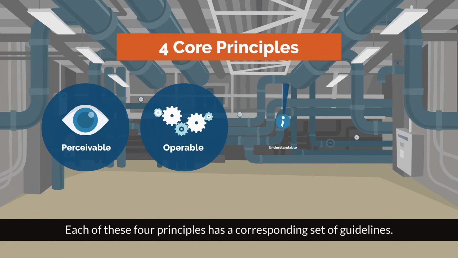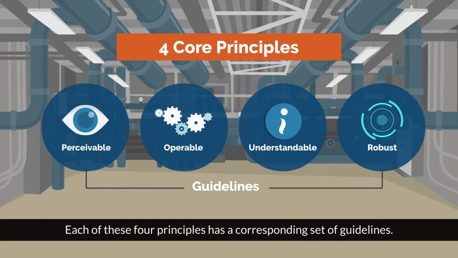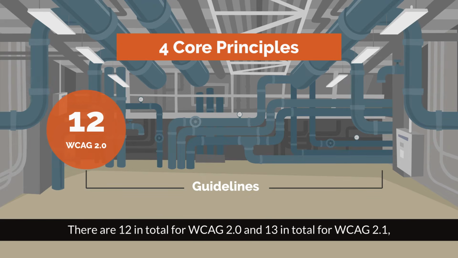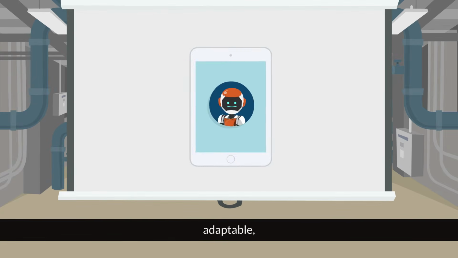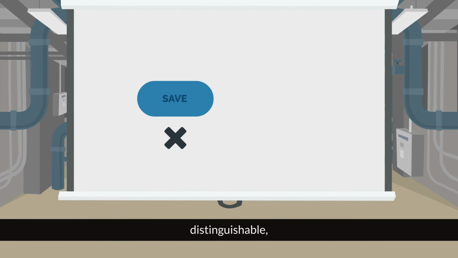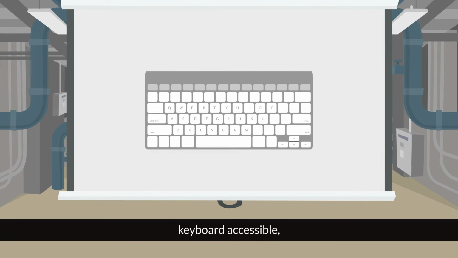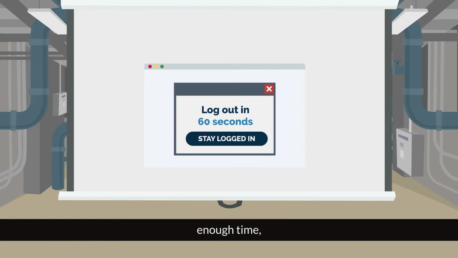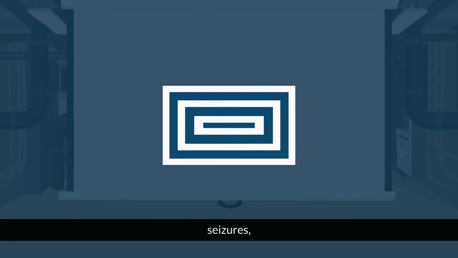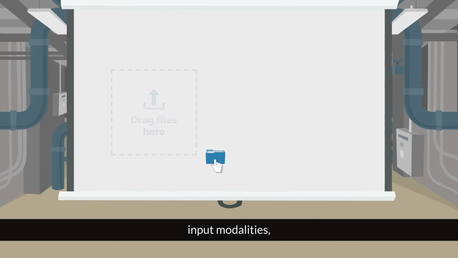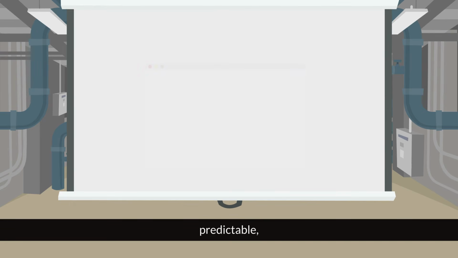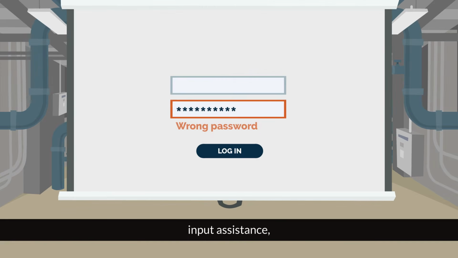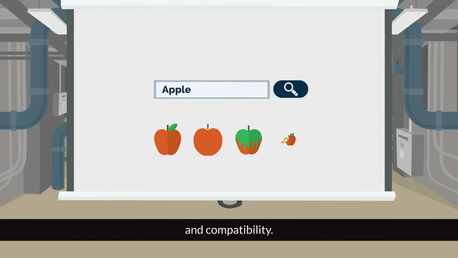Each of these 4 principles has a corresponding set of guidelines. There are 12 in total for WCAG 2.0 and 13 in total for WCAG 2.1, including text alternatives, time-based media, adaptable, distinguishable, keyboard accessible, enough time, seizures, navigable, input modalities, readable, predictable, input assistance, and compatibility.